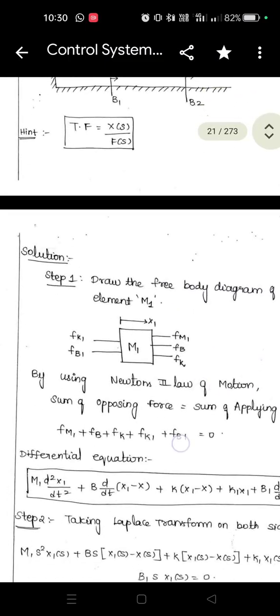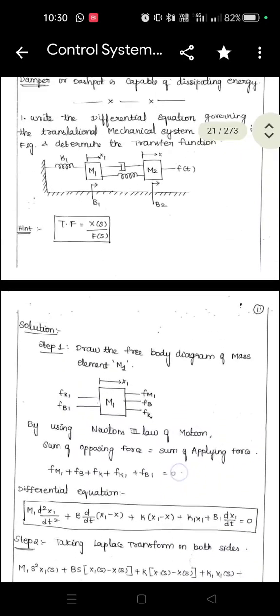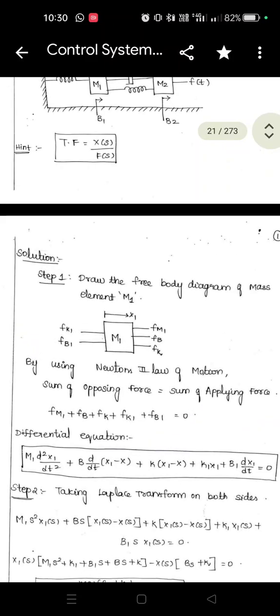So here you have to apply the, so you should apply the KVL law similarly. Okay. So first we should apply Newton's second law. What is Newton's second law? Sum of the applied forces equals sum of the opposing forces. Here there is no force element, so it equals 0. Applied force is 0.